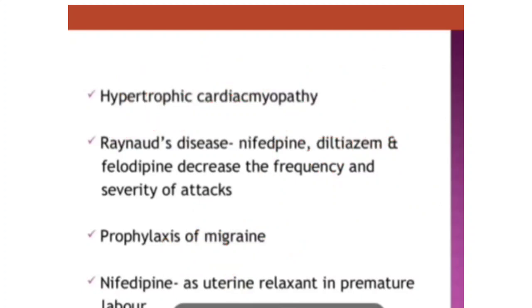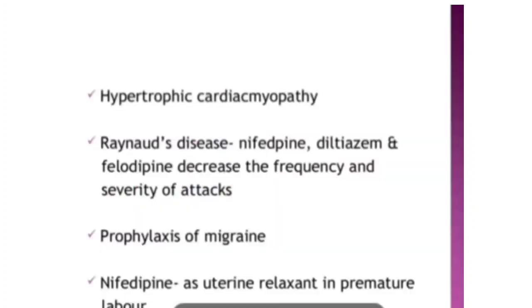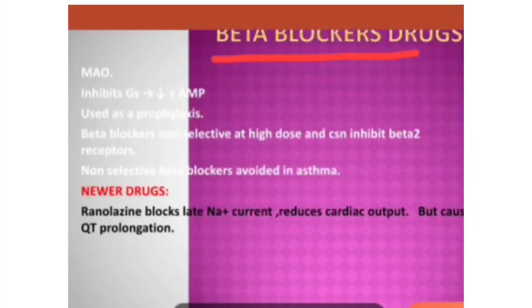And then we move on to beta blocker drugs. The main receptors related to it, beta 1, beta 2, beta 3, are linked to G stimulatory proteins. When beta agonists are given, they increase the level of cyclic AMP and the activation of G stimulatory proteins. But when we come to beta blocker drugs, they inhibit G stimulatory proteins and the cyclic AMP level, and they are used as a prophylaxis drug.